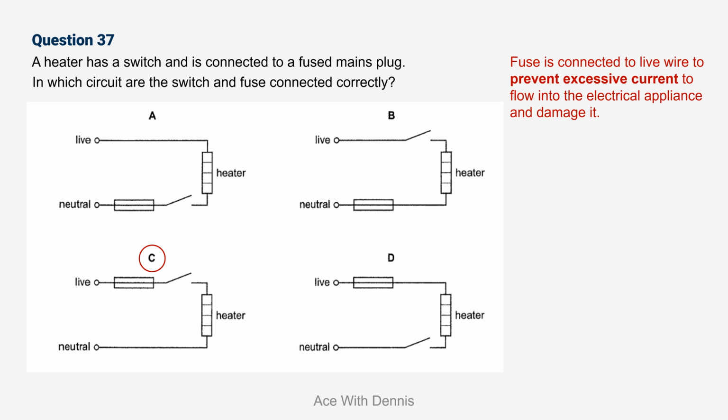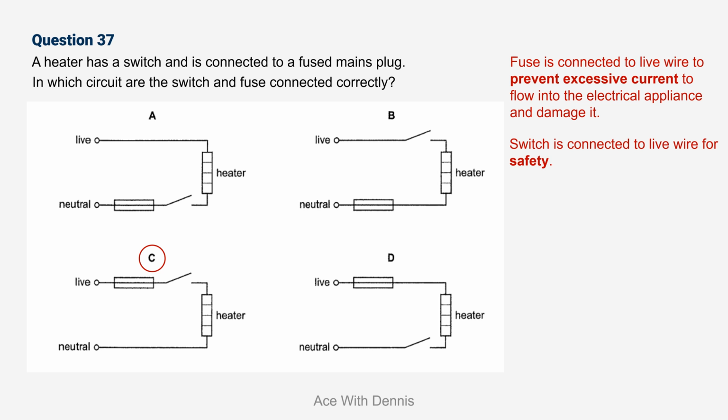Here is the reason. First, the fuse is connected to the live wire to prevent excessive current from flowing into the electrical appliance and damaging it. That's why the fuse needs to be connected to the live wire. When excess current flows through the fuse, if the current exceeds the rating, the fuse will melt down and break the circuit.